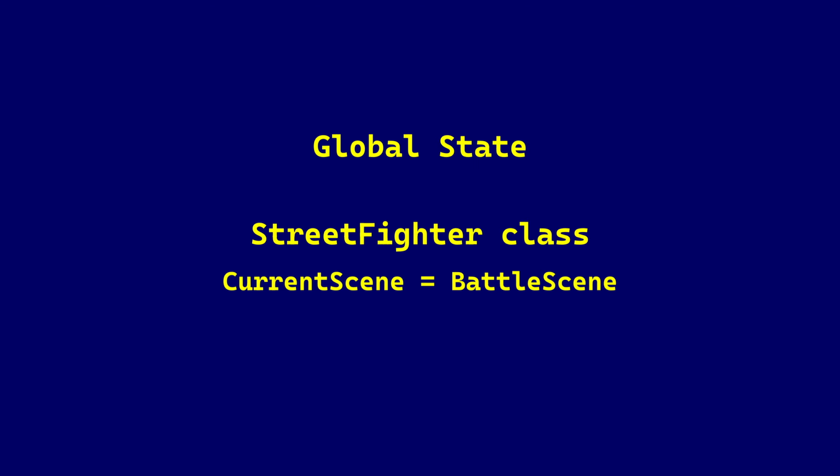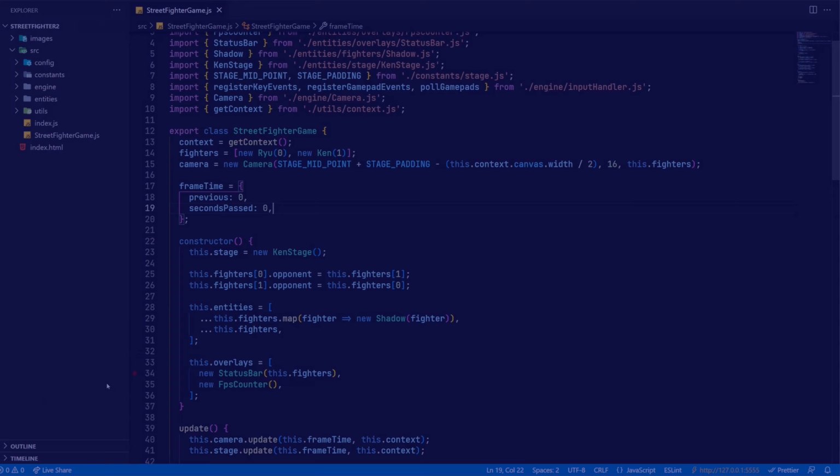I'm sure you're now asking what do we mean by the game's global state? Well, hold that thought for a second. Let's first look at decoupling the current battle scene code from the main Street Fighter class code by moving it into its own class. This will separate those concerns, leaving the main Street Fighter class to be only responsible for maintaining the game's setup and main loop.